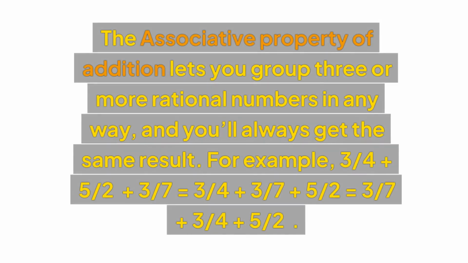The associative property of addition lets you group three or more rational numbers in any way, and you'll always get the same result. For example, 3/4 plus 5/2 plus 3/7 equals 3/4 plus 3/7 plus 5/2 equals 3/7 plus 3/4 plus 5/2.